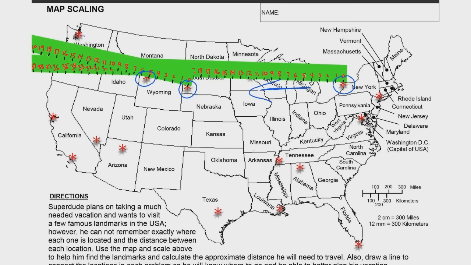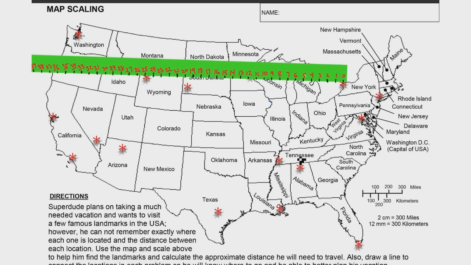Let me clean this up a little bit and get rid of this ruler so we can first calculate how far it is from New York to Wyoming or Yellowstone National Park. And if we look, it's between 24 and 25, and 24 is 2,400, and 25 is 2,500. And if we look closely, it's really close to 25, so probably what, 2,490? Let's go with that one, 2,490. Let's get rid of that ruler.